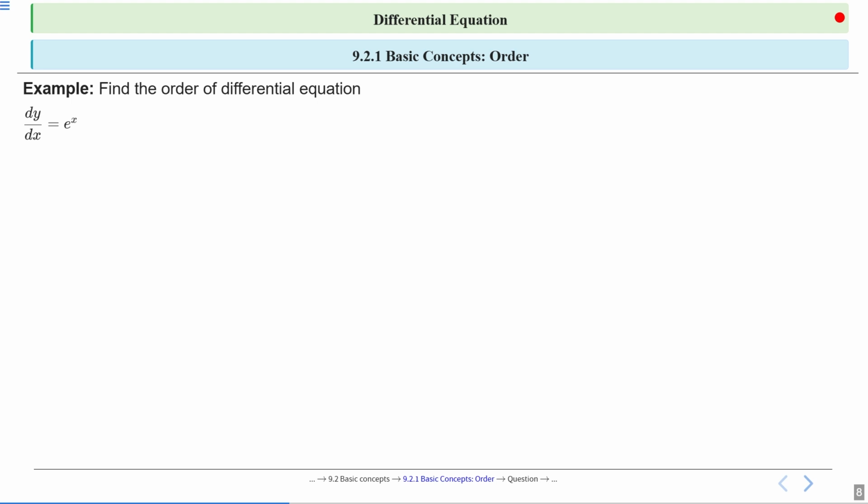Example 1: find the order of the differential equation dy by dx is equal to e to the power x. Just carefully observe the equation. This is an example of a differential equation. See which term is a derivative term, like dy by dx, and see whether this is the only such term present, and what the order of that term is. That order is the order of the differential equation.